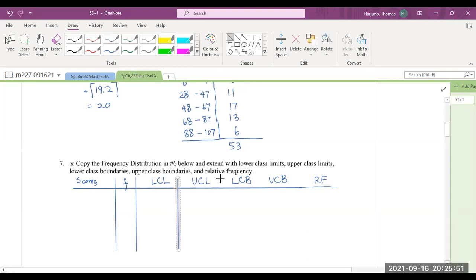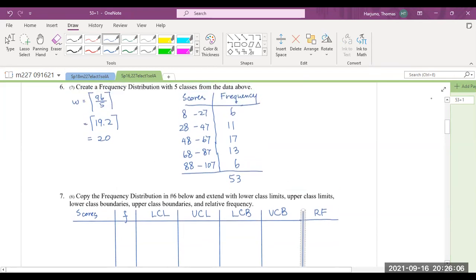Professor, I have a question. On your scores, the second class, 28 to 47, where are you getting the 47 from? From the 27 plus 20. From here, you add the class width. You keep on adding the class width.